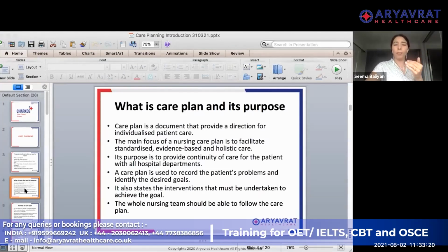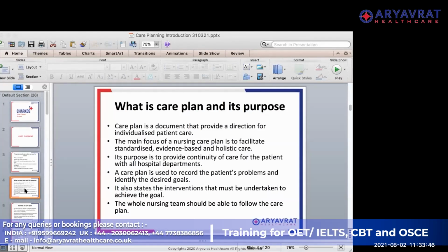The purpose is also continuity of care, as we had discussed. It is also used to record the patient's problem and identify the desired goals. It also states the interventions that must be undertaken to achieve the goal. And it is important that the whole nursing team should be able to follow the care plan. Do you agree with all these things? Yes. Yeah? Okay, great.